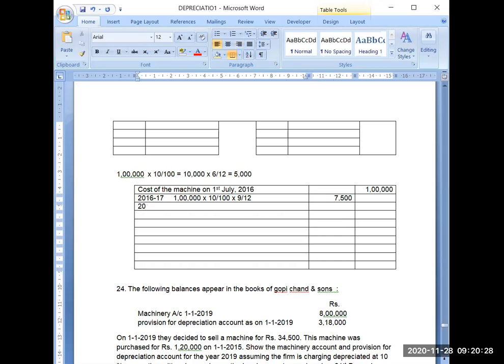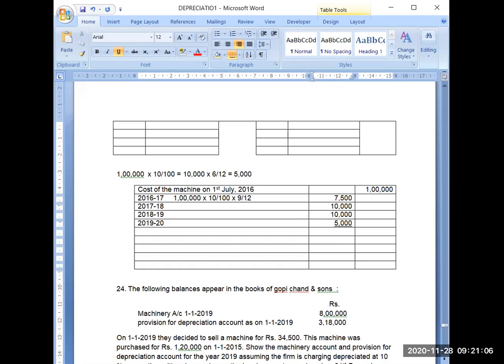Then in 2017-18, the depreciation would have been charged for the full year, 10,000. Then in 2018-19, again the depreciation would have been charged for one full year, that is 10,000. Because it is a straight line method, so you have calculated depreciation once, you need not calculate it again and again. And in the year 2019-20, we have calculated it as 5,000 because we have used this machinery for only 6 months.